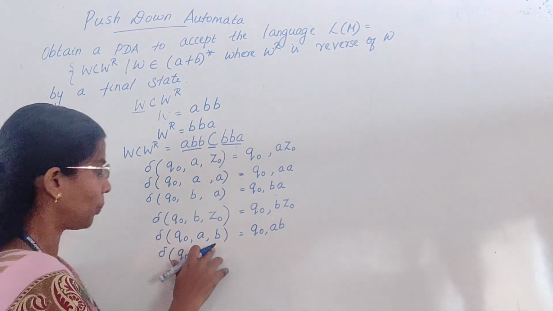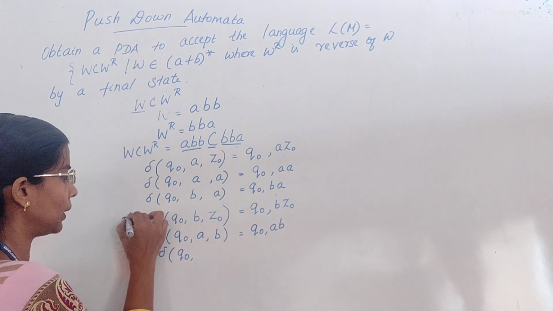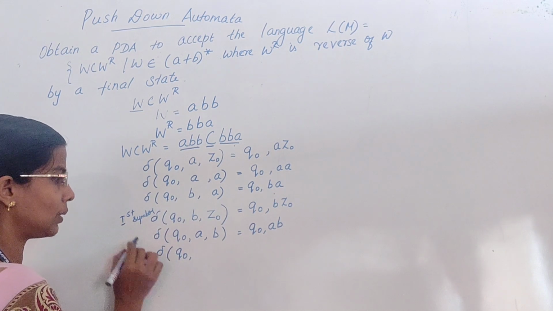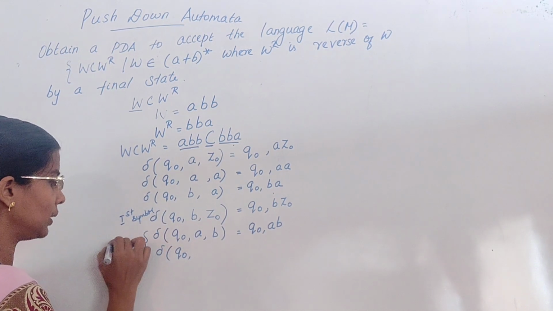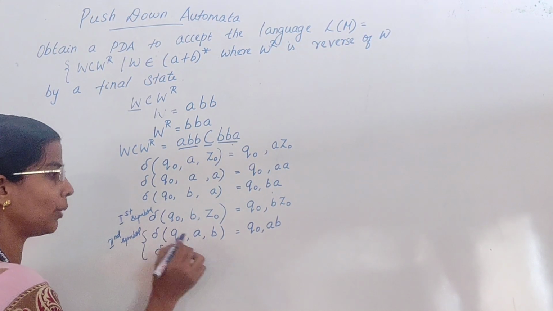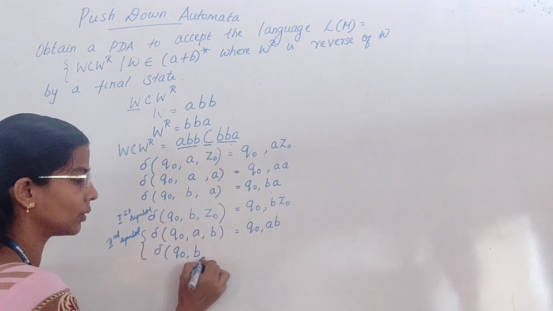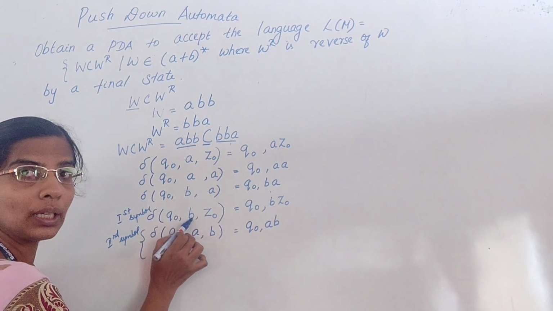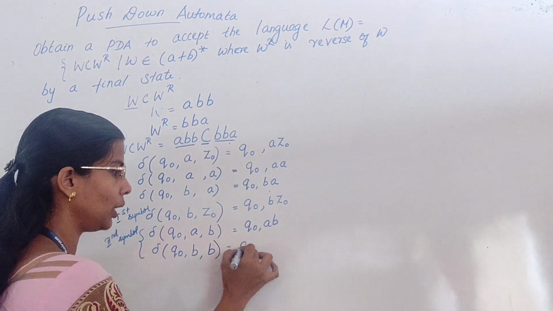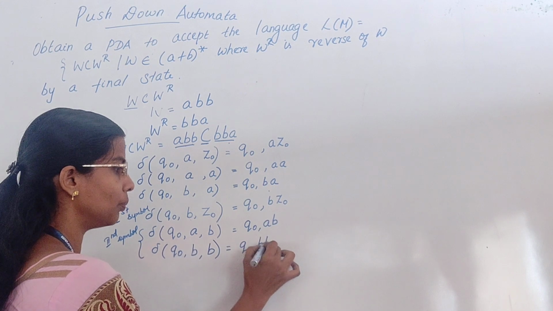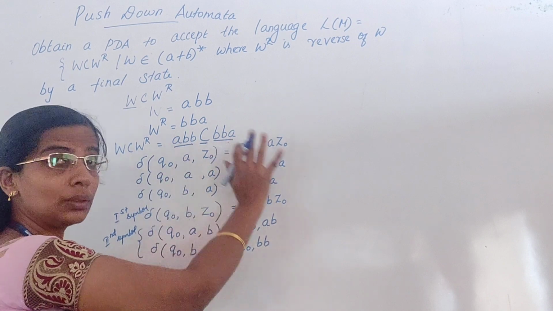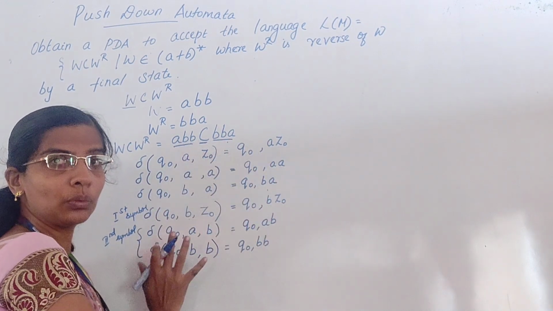So what is your stack top? See, this is for the first symbol. This too is for your second symbol. The second symbol can be either A or B. But what have we pushed initially? B. So what could be your stack top? B. So what you are doing is Q naught, B, B. This is for your complete W.